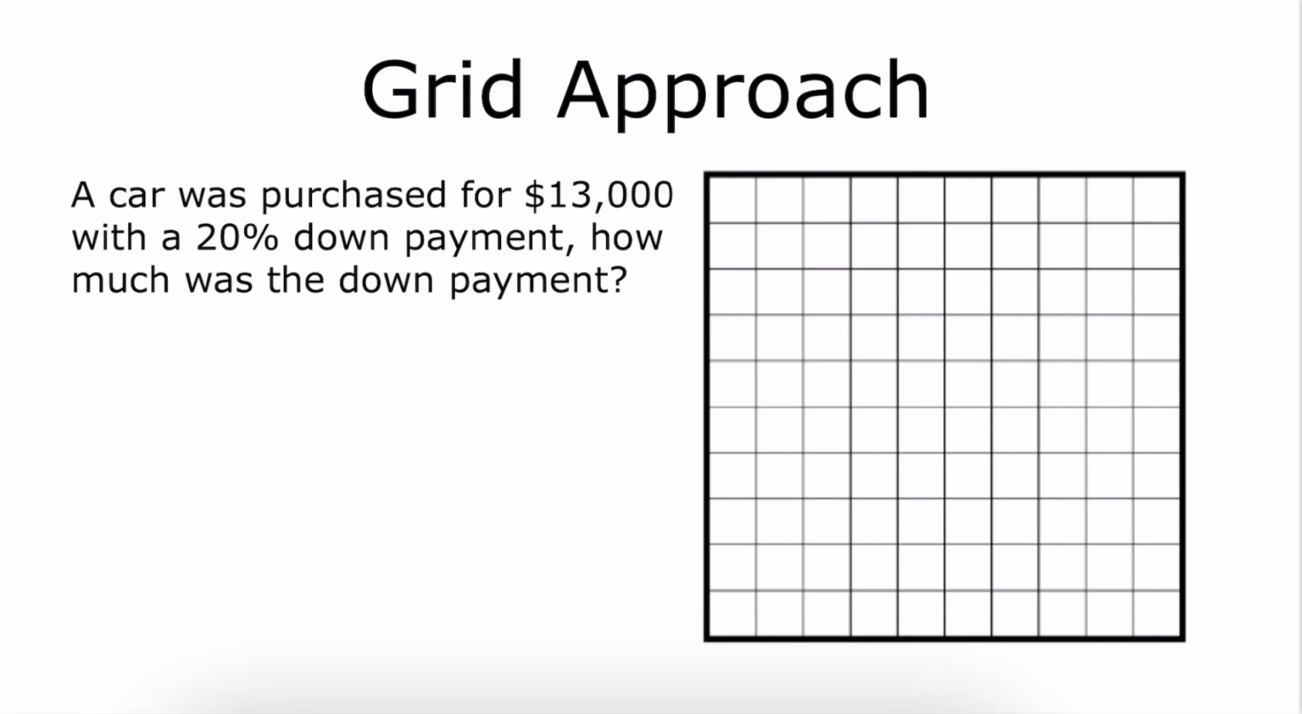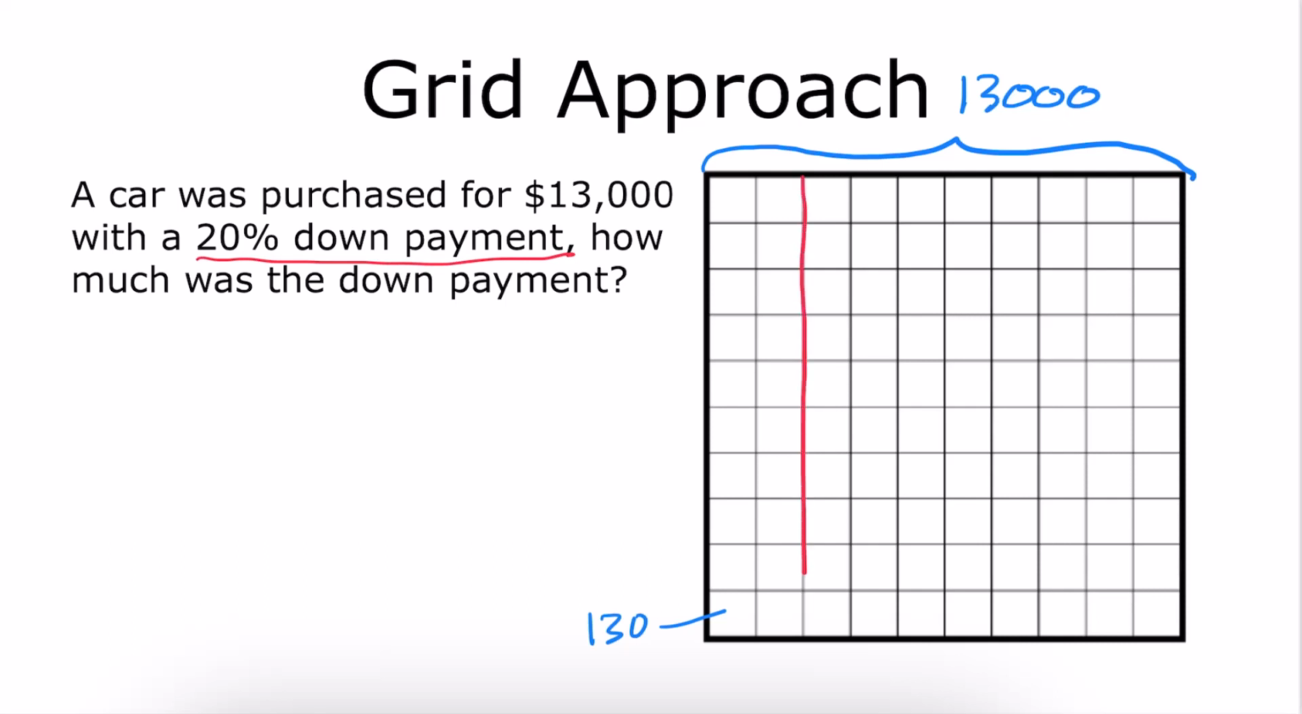In this case, since a car was purchased for $13,000 with a 20% down payment, and we want to know how much the down payment was, what that means is that this whole block is going to represent $13,000. Since there are 100 little squares within this whole block, each one of these little squares represents $130. If we're asked to find the 20% down payment, we basically just need to figure out what 20 of these 100 blocks represent.